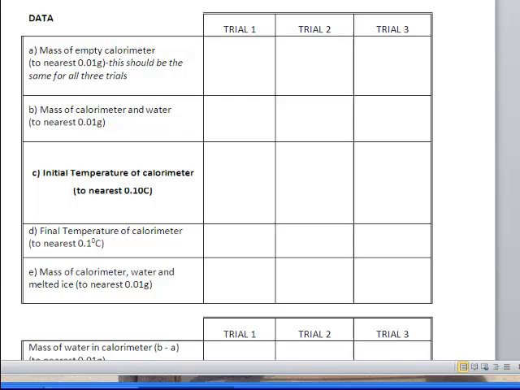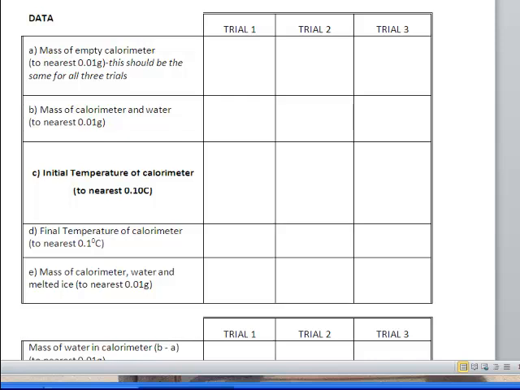Okay, this is the first part of calculations for the molar heat of fusion of ice. Now, the first thing that you've got to do is collect your data. So you'll go into lab and you'll be given an empty calorimeter. It should be composed of two styrofoam cups and a plastic lid.